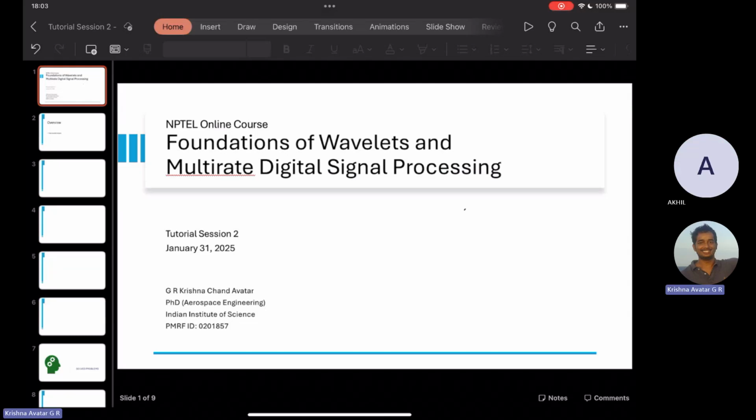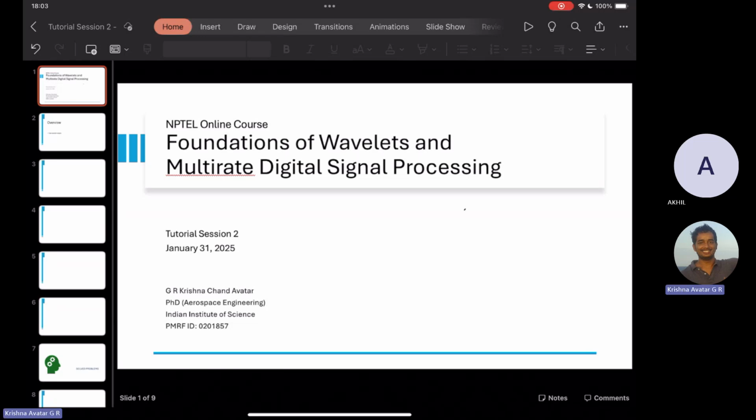This is the second tutorial session on the foundations of wavelets and multi-rate digital signal processing. And we'll continue our discussion with what we had started in the last session.